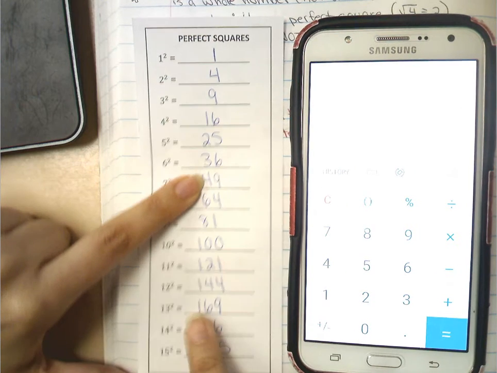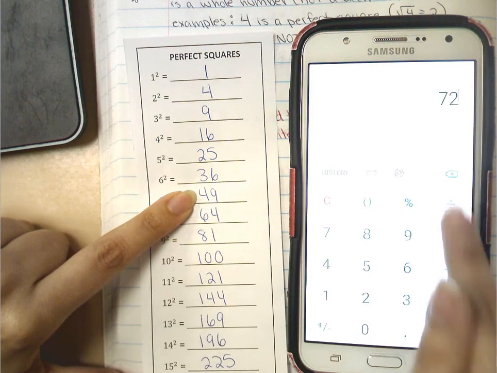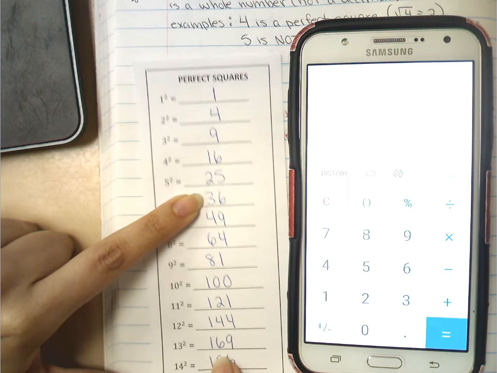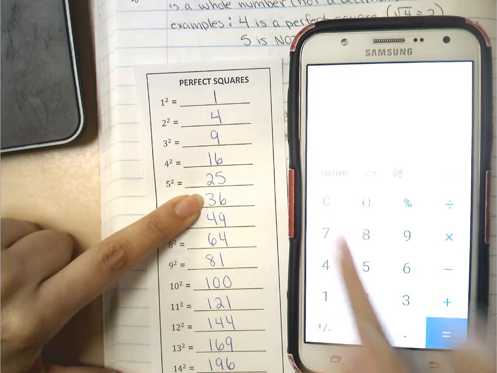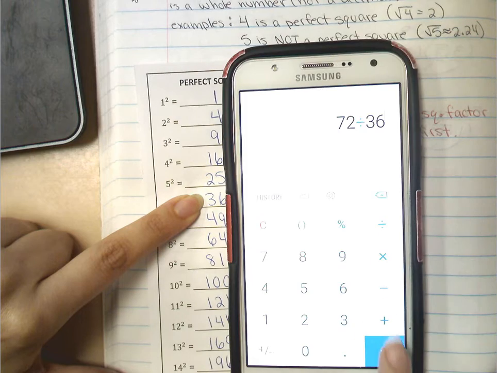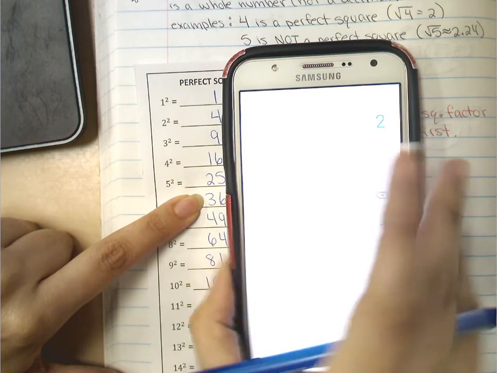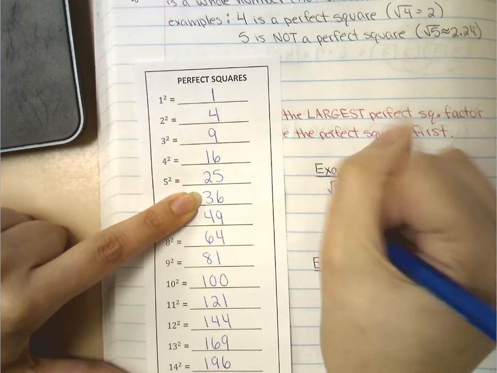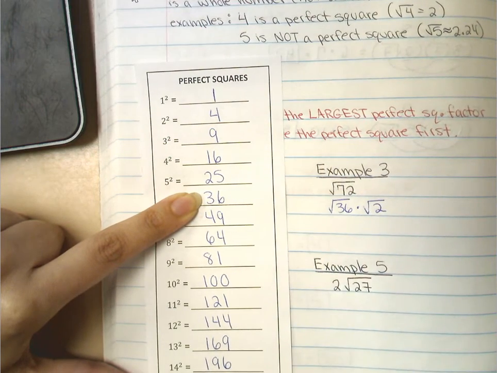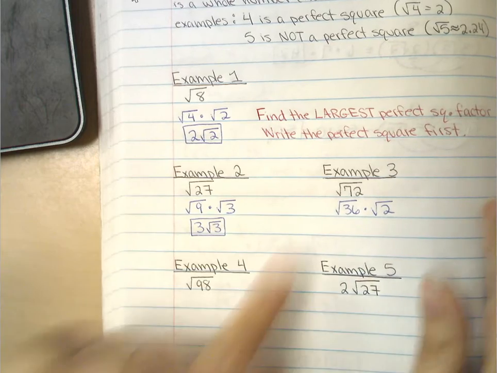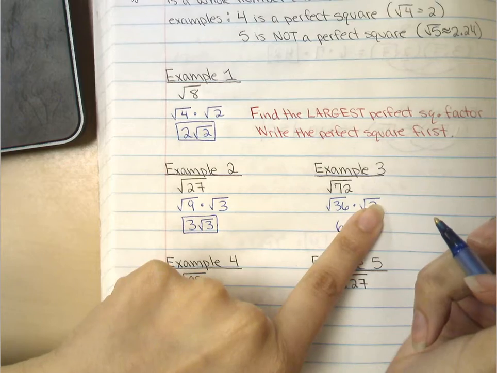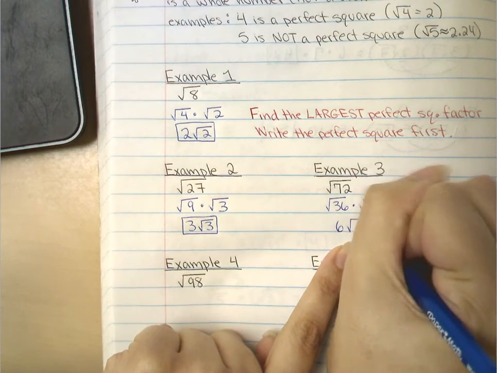So I'm going to move up my list to 49. 72 divided by 49. Decimal, doesn't work. So I'm going to move up my list. Now it's 36. 72 divided by 36. That works because it gives me a whole number. It gives me 2. So I'm going to take 36 from my list times 2, because it gives me 72. And then same thing, square root of 36 is 6. And then the square root of 2 is not perfect, so it stays.